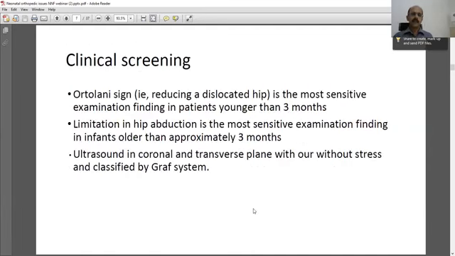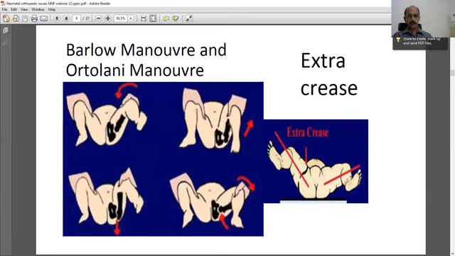Then about the clinical screening, how we do screening, it's based on what age we meet the kid. Once we attempt the delivery, before discharge, we better do one screening with Ortolani's sign. Ortolani's sign, as we all know, it is flex. This is a picture of Ortolani and Barlow's maneuver. The first one is Barlow's, and the second one is Ortolani's.